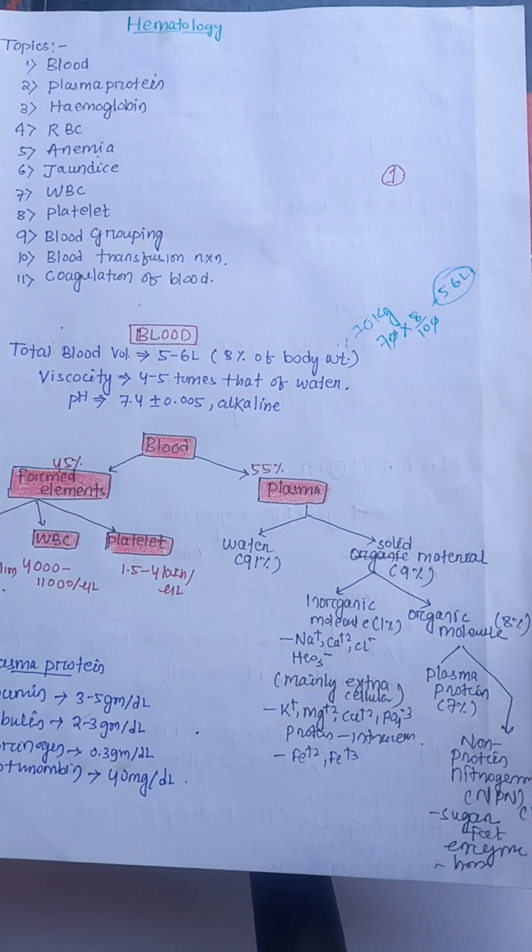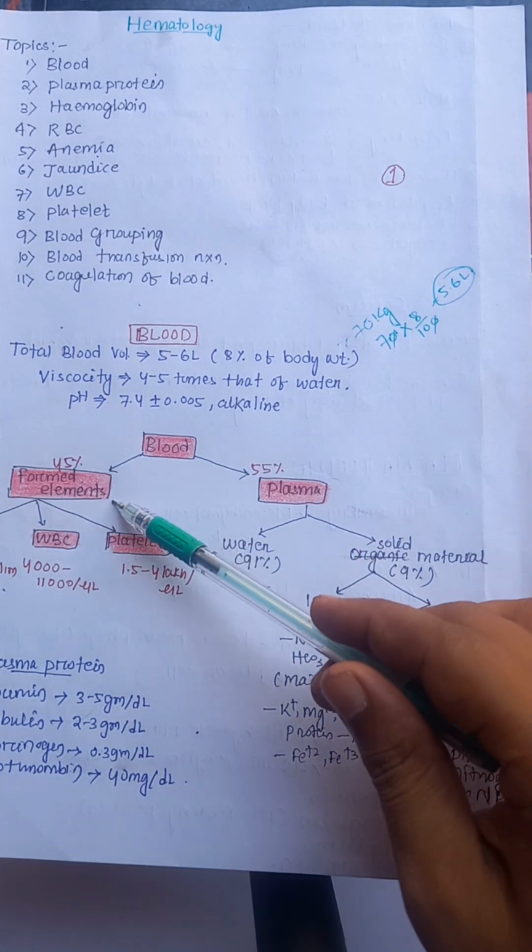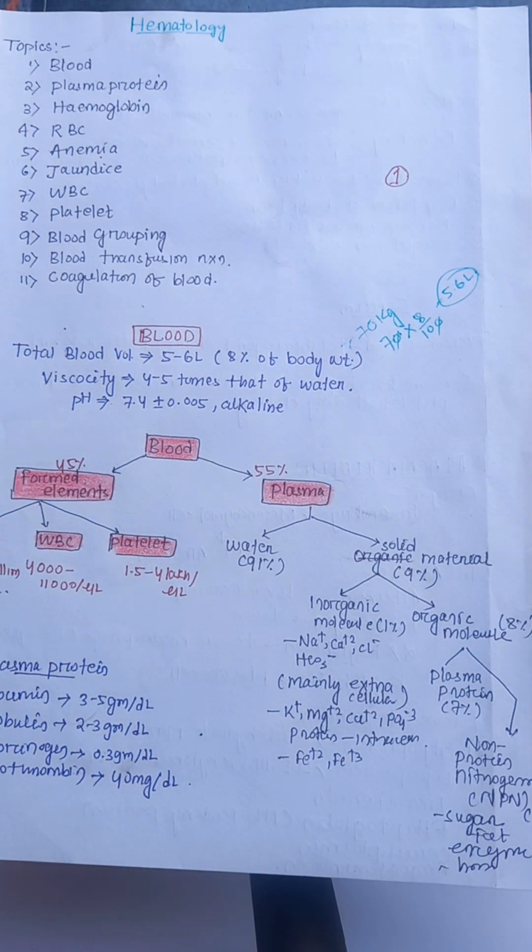Let's classify the blood. Blood is classified into two types. One is the formed elements and the other is plasma. Formed elements constitute 45%, whereas plasma constitutes about 55%. And the formed elements are of three types: RBC, WBC, and platelets. As you also know the counts and the normal range.